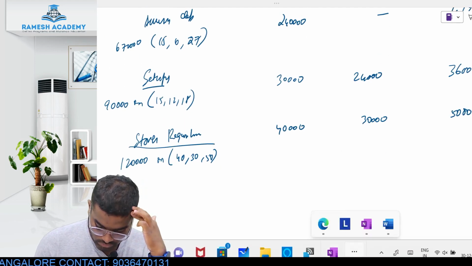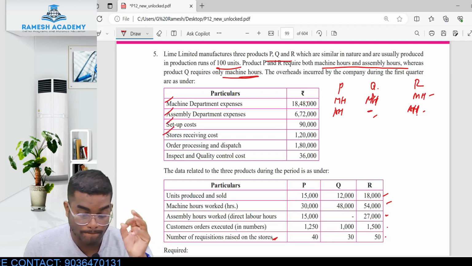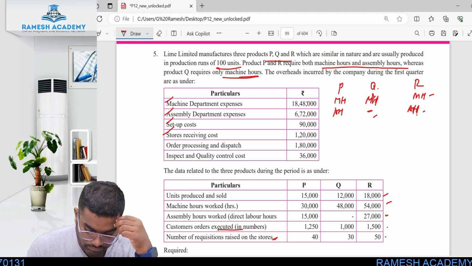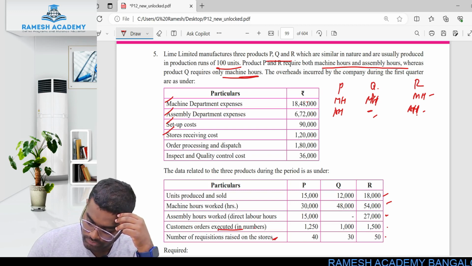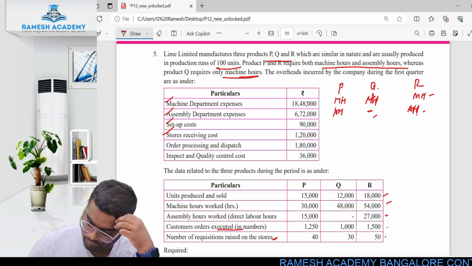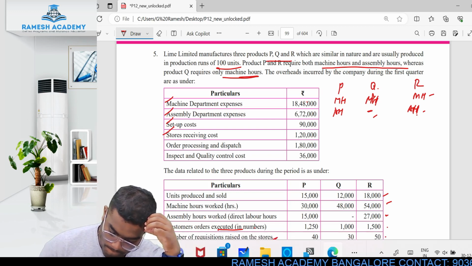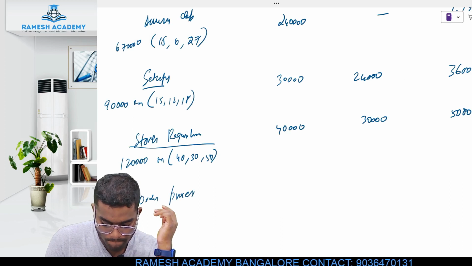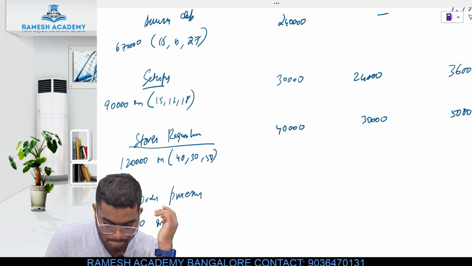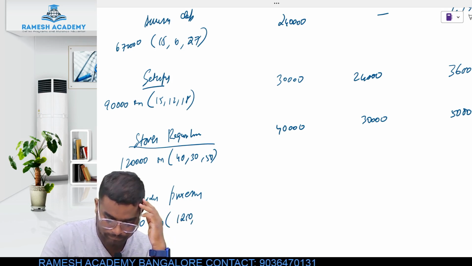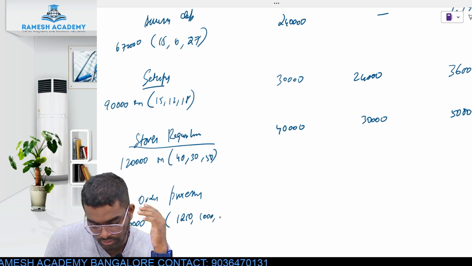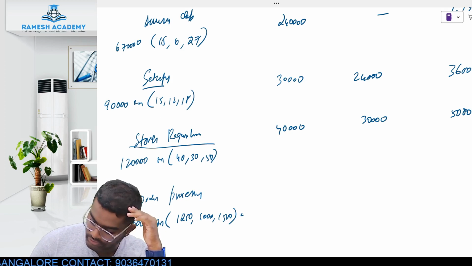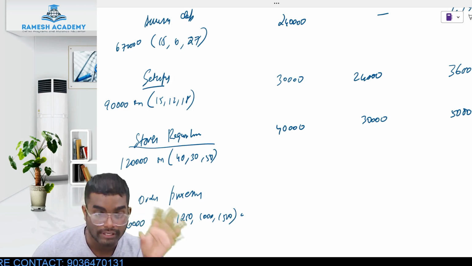Okay, now what is our next cost? Stores requisition, setup done. Orders processing and dispatch. So that we can go with orders executed only, no issues. So 1,250 plus 1,000 plus 1,500, 3,750. So 1,80,000 is orders processing. 1,250, 1,000 and 1,500. So 1,80,000 divided by 3,750, 48 is my rate. Then multiply.